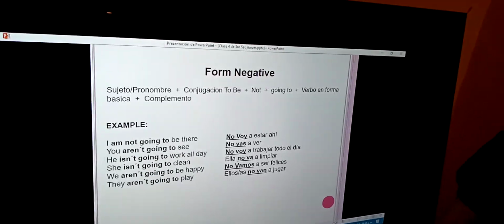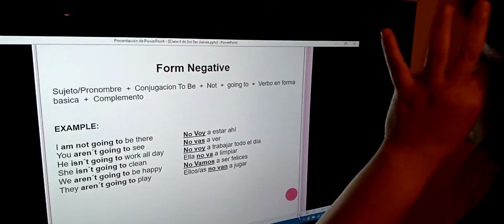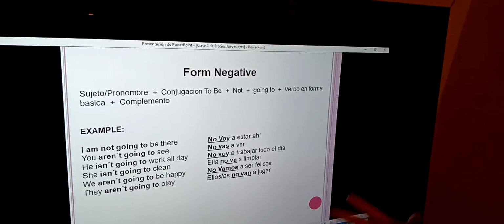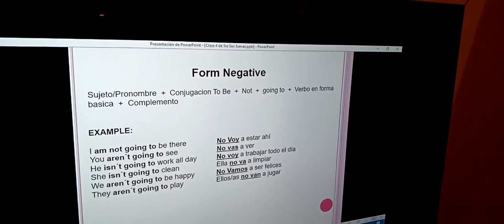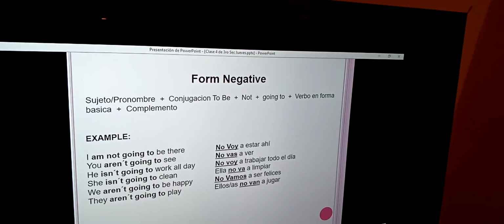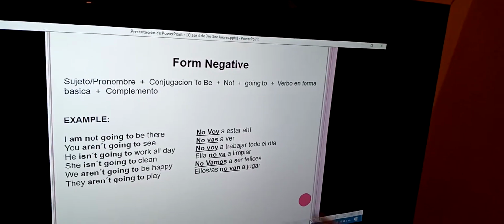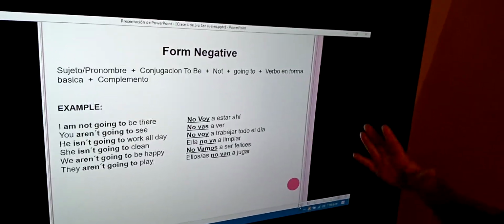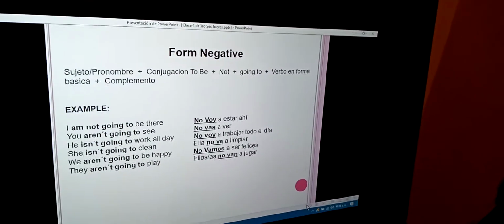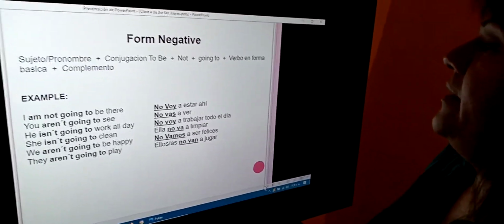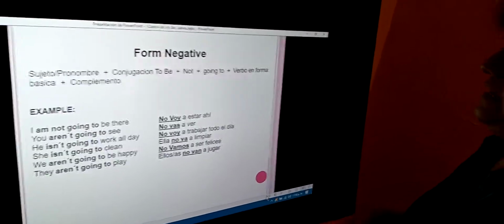For negative is subject pronoun, conjugation to be, not, going to, verb form basic, and complement. Okay? This is the form negative. An example English and example Spanish. Number 1, I am not going to be there. No voy a estar allí.